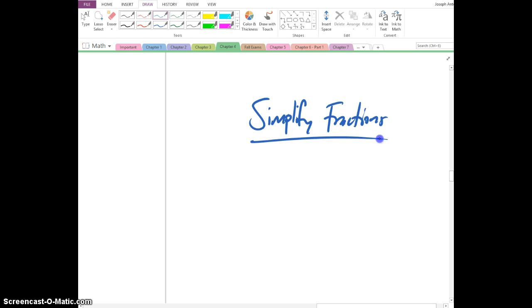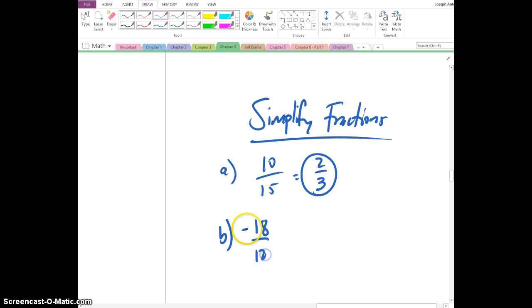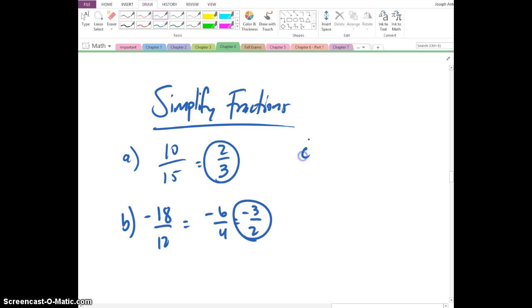When you simplify fractions, you would say, okay, well, what's 10 over 15? Divided by 5 is 2, divided by 5 is 3. How would you simplify negative 18 over 12? Well, divided by 3, that would be negative 6. Divided by 3, that would be 4. Oh, we can keep going. 3 over 2. Again, we're just simplifying fractions.